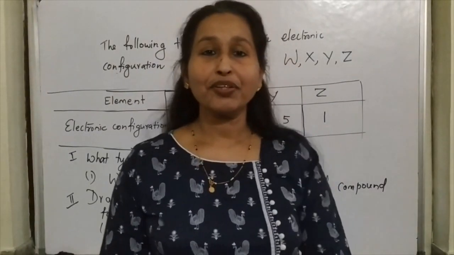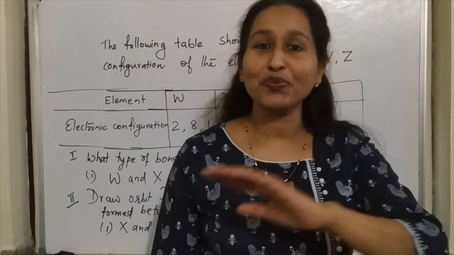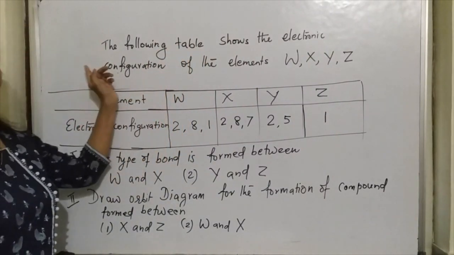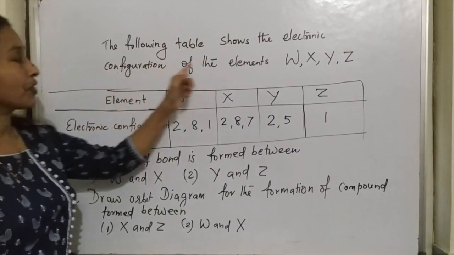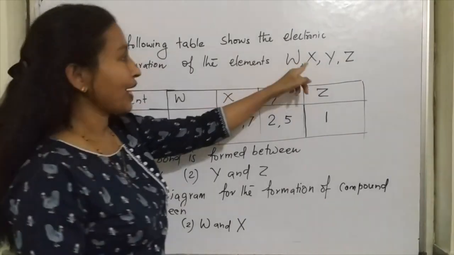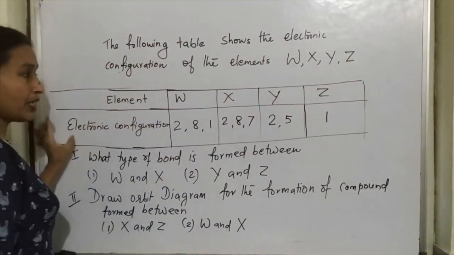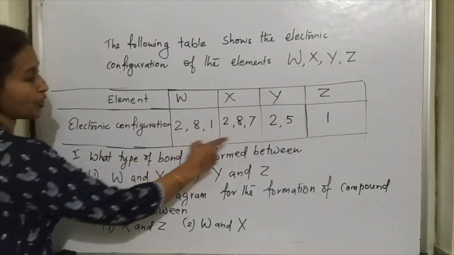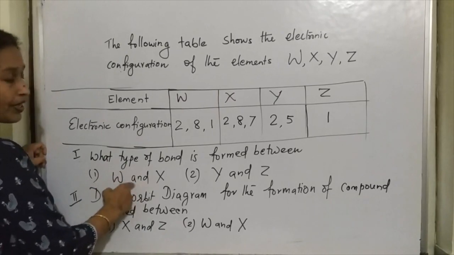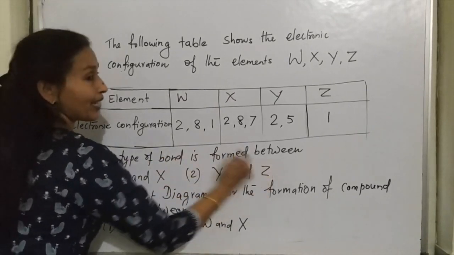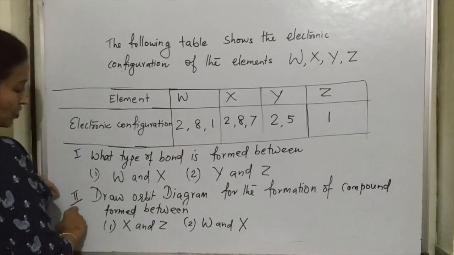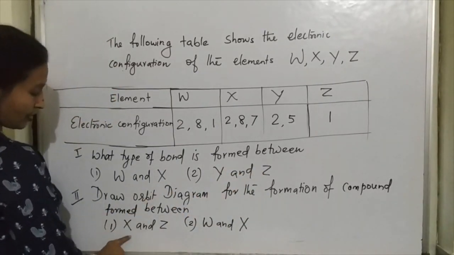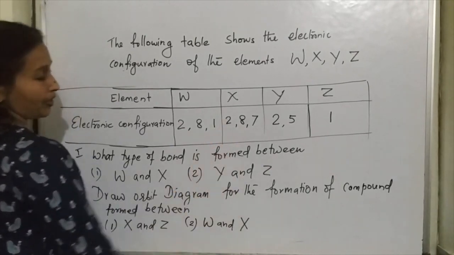Before concluding today's class, I know that you want a question. So my question is here on the board. I'll read it for you. The following table shows the electronic configuration of the elements W, X, Y and Z. The table is given, and you have seen the electronic configuration. Question 1 is, what type of bond is formed between W and X? And again, between Y and Z? The second question is, draw the orbit diagram for the formation of the compound formed between X and Z, and W and X.